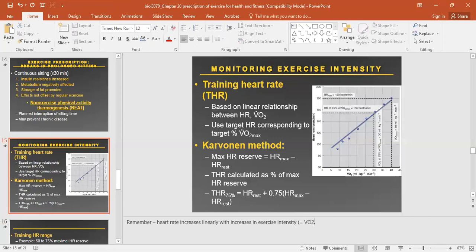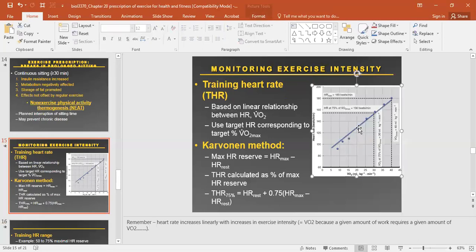VO2, volume of oxygen consumed per minute of time, because a given amount of work requires a given amount of VO2. So because we know that as exercise intensity increases, heart rate increases linearly, we can measure at different exercise intensities heart rate and calculate or know at that particular intensity what your VO2 is. Here are all steady state heart rates at different exercise intensities as indicated by an increase in VO2.